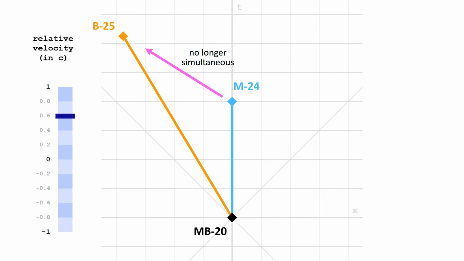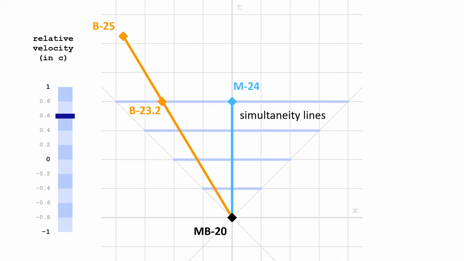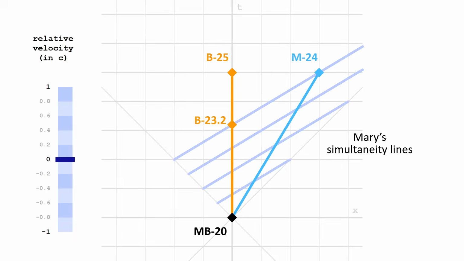In Mary's reference frame, Botan doesn't turn 25 until year 6.25, and when Mary turns 24, Botan is only 23.2. If we draw a flat line connecting these events, then it represents simultaneity in Mary's reference frame. We can actually make simultaneity lines for each year. If we switch back to Botan's reference frame, they shift a bit.